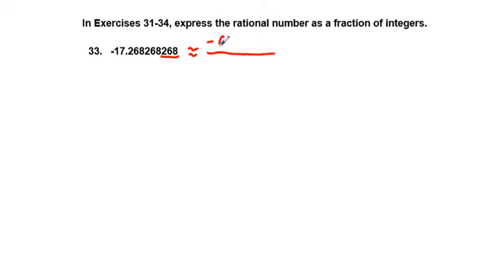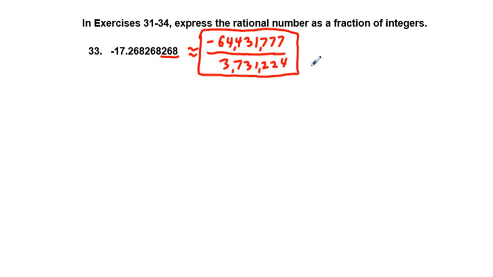So we go back here, and I'm going to put approximately equal to negative 644,317,77 with the commas, over 3,731,224. It so happens that I worked this same problem out, but this time using a TI-84 Silver Edition, so I put SE for Silver Edition, and that answer is very close, but is negative 17,251 over 999.